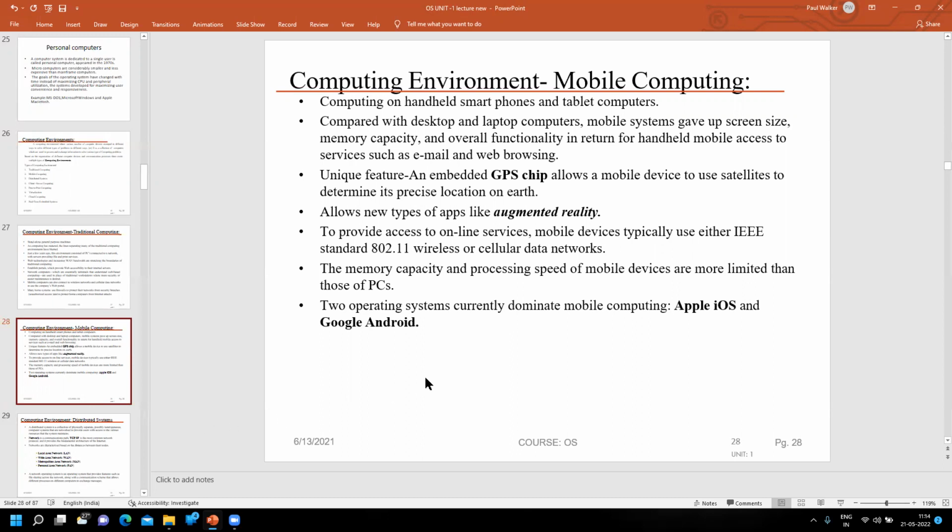The reason behind this technology is the IEEE 802.11 wireless standard. Two types of operating system are very common in mobile computing. One is Apple iOS and another one is Google Android. Both differ in their memory capacity and processing speed.